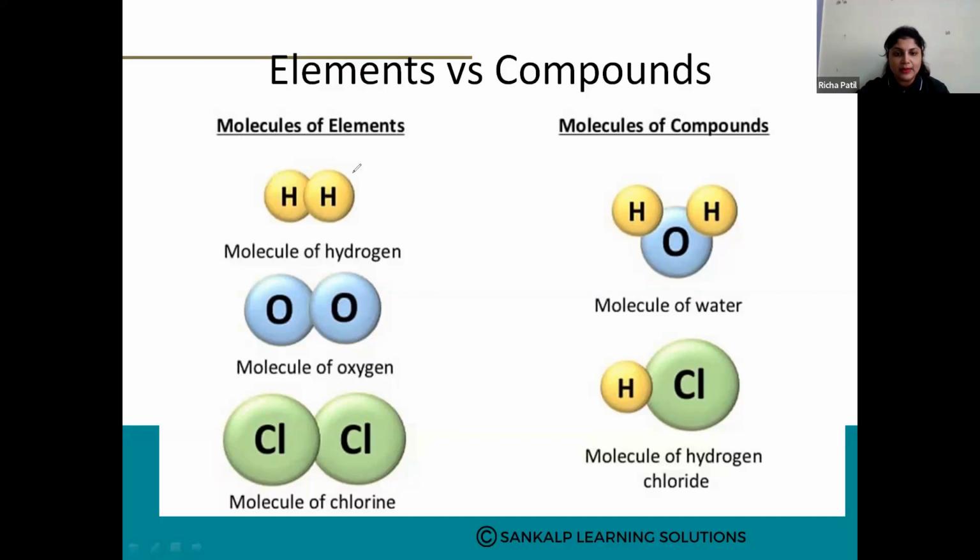So what do we mean by element? It is made up of only one type of atom. Next is the molecule of compounds. Two hydrogen atoms combine with an oxygen atom to form a molecule of water. This is an example of a compound. Then one hydrogen atom and one Cl atom combine to give a molecule of hydrogen chloride. This is another example of a compound.